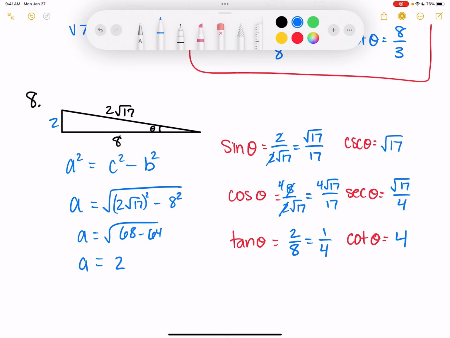Okay. So a triangle where the top one is root 17, the one on the left is 1, and the one on the bottom is 4, will have those exact same values. Because the angle always gives those sines and cosines and tangents, right?